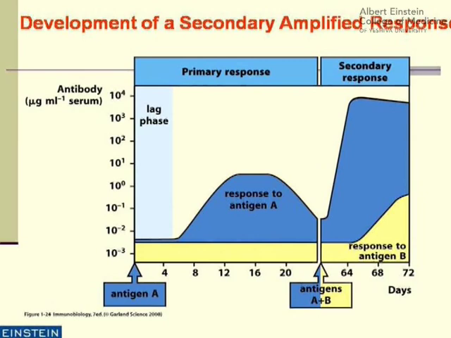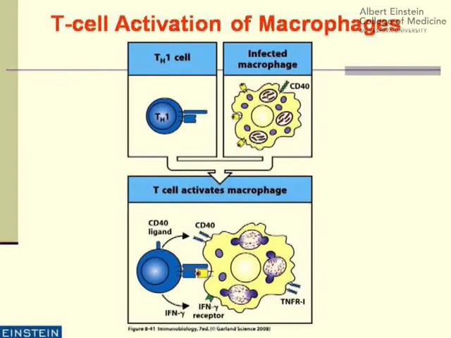You get a slow response. It's not very high. However, the second time you see antigen, you have this very dramatic, rapid response within a day or two. And again, the level of the response is dramatically better. So what this allows us to really identify also is whether you've seen antigen and what the response has been.